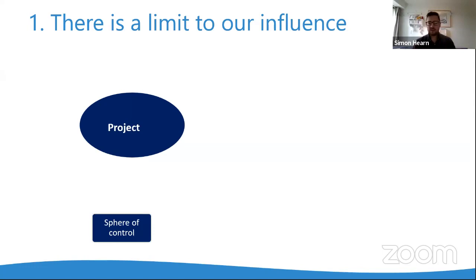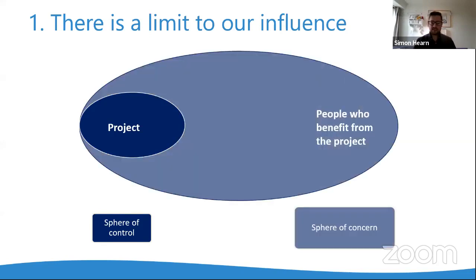If you imagine a project, I'll bring in some examples in a minute, the project has its own sphere of control, those decisions that it can make by itself, how to allocate resources, where to build partnerships. The project exists for a wider reason. There is a raison d'etre as to why that project is created. There's some kind of motivation, what we call here the sphere of concern. Who do you ultimately want to benefit from that project?